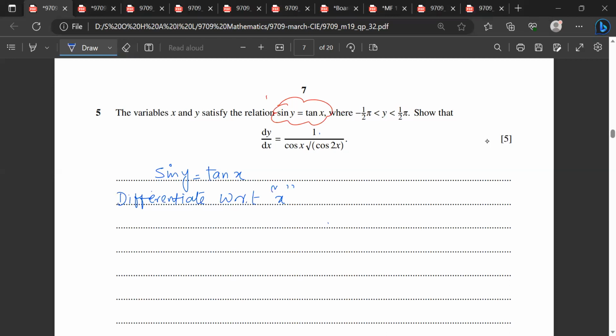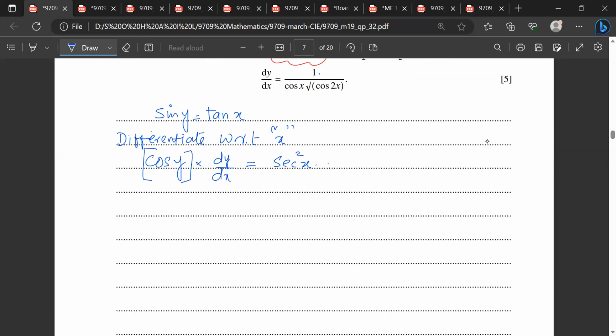As it is sine of y, you can differentiate sine of y. The derivative of sine of y is cos of y. Don't forget to multiply by the derivative of the angle. The angle is y, and the derivative of y with respect to x we know is dy by dx, is equal to tan of x differentiated with respect to x, which is secant square of x.